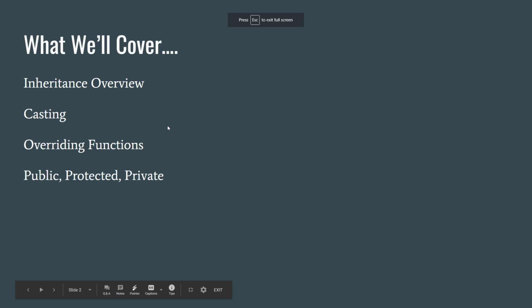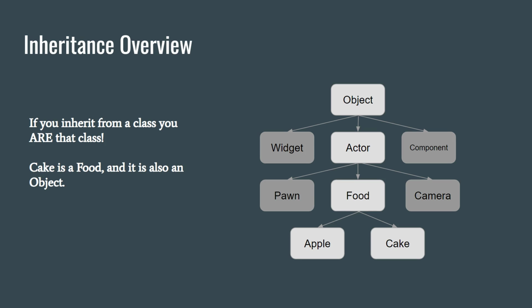So what we're going to cover real quick is what is inheritance, what is casting, what overriding functions means, and the public, protected, and private accessors. Okay, so what inheritance is at a high level is just a hierarchy of classes. And by classes, we're also talking about blueprints, because blueprints are classes.